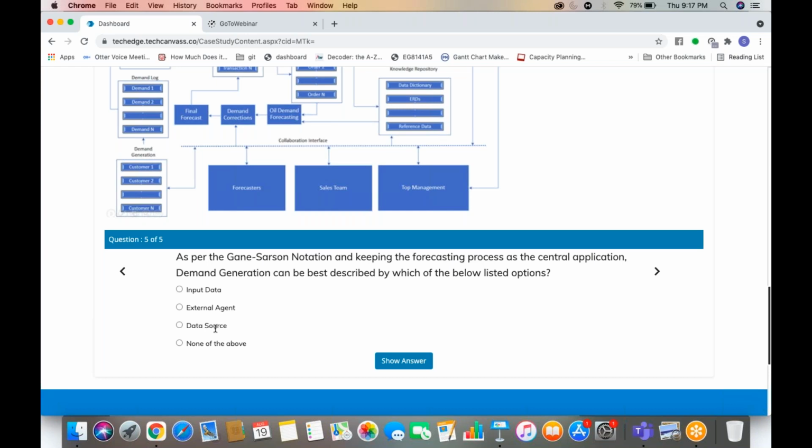This question you cannot take an educated guess. Only if you would have seen that particular diagram in data modeling, Gane-Sarson notation, and know what the notation is for an external agent, only then you will be able to take a guess. Whenever data is coming from a different entity, in Gane-Sarson notation we put it in the form of a rectangle. I know I have seen that notation, so I'm going with a guess that it should be an external agent.